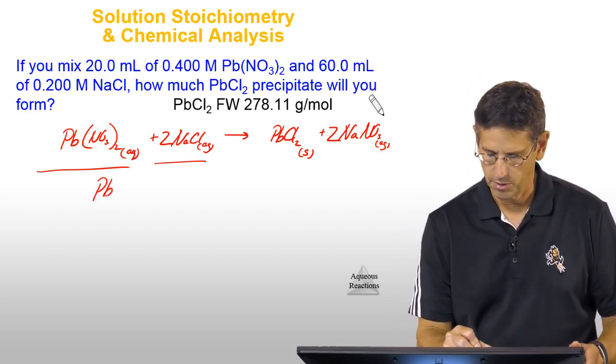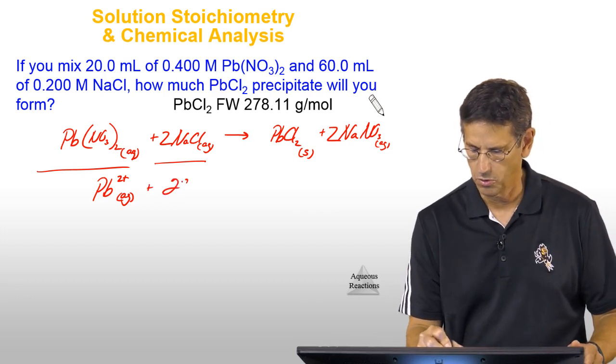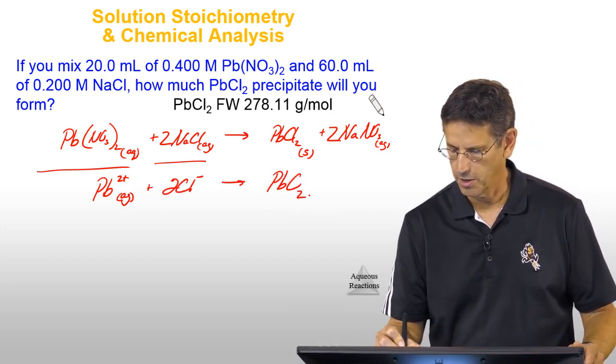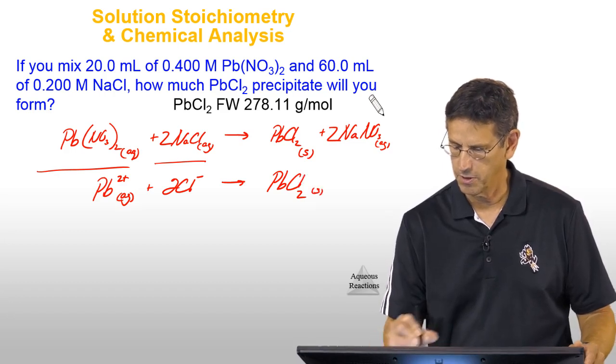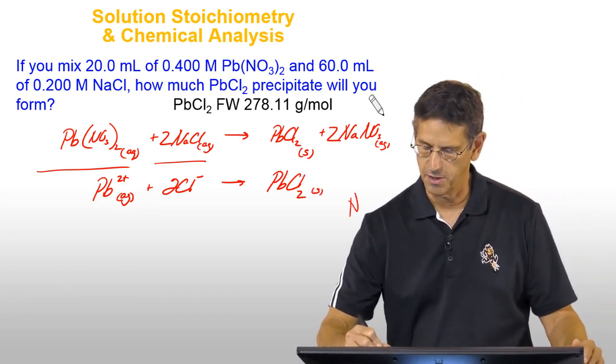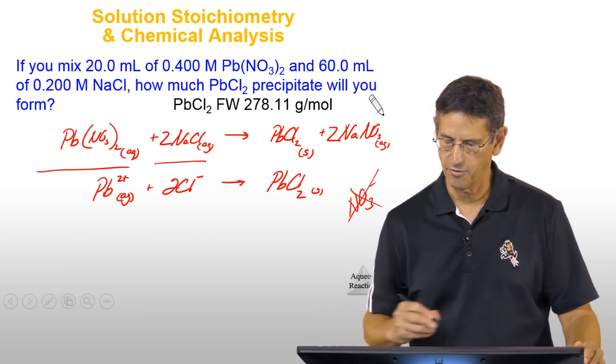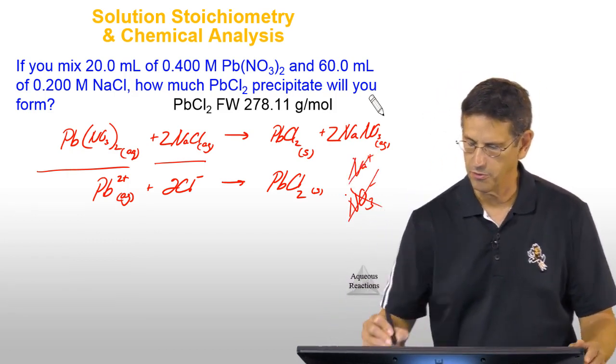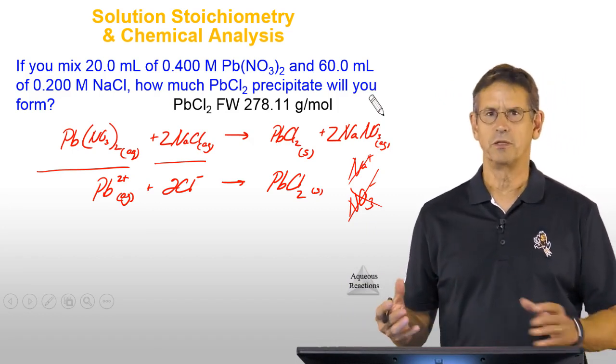What is the net ionic reaction for this? It's going to be Pb2+ (aq) plus 2 Cl- going to PbCl2, solid. So our spectator ions are the nitrate and the sodium, and we can forget about those. All right, so let's go back to the numbers.